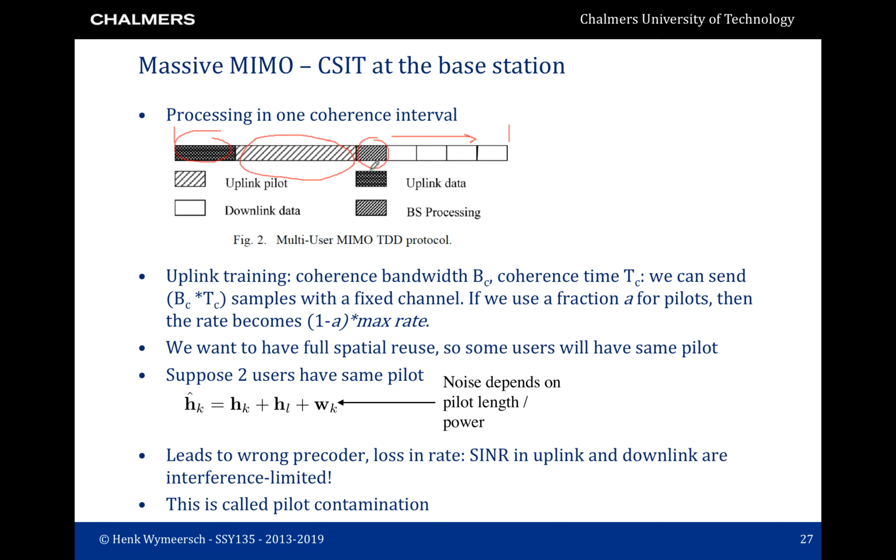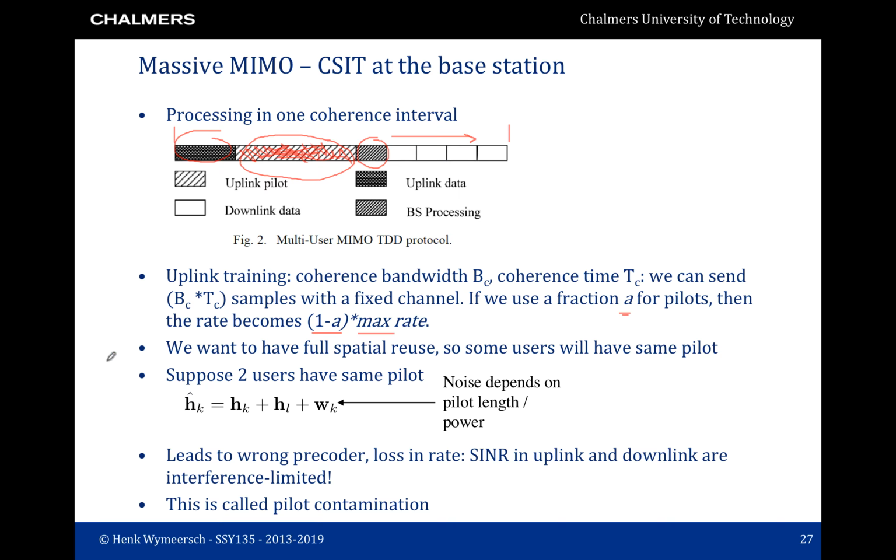So of this whole block, a certain time is dedicated to the pilots. The more pilots we send, the better we can estimate the channel, so this is beneficial. On the other hand, the more pilots we send, the less time we have available for data transmission. So for this uplink training, for a certain coherence bandwidth Bc and a certain coherence time Tc, we can send a maximum of Bc times Tc complex numbers over this fixed channel. If we use a fraction a for pilots, let's say 50% for pilots, then the rate that we can achieve will be, of course, 50% of the maximum rate we could have achieved if a genie told us the channel. So we want to limit as much as possible the time we spend for uplink pilots.